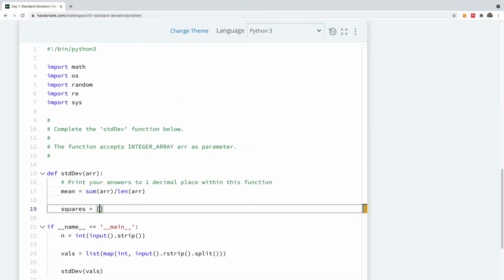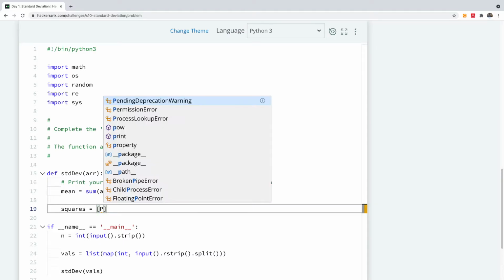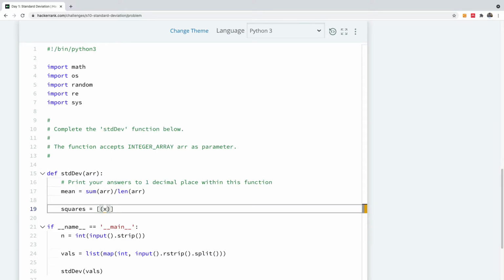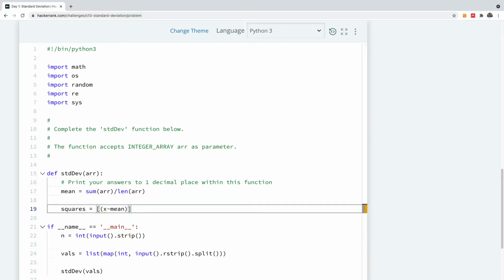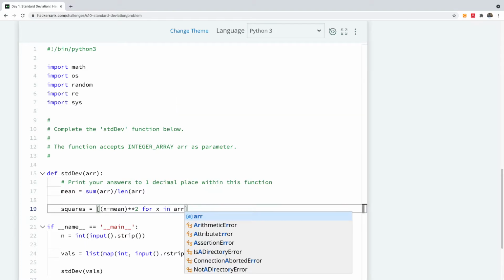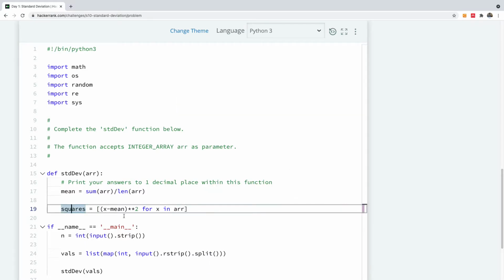So for each item x, x minus the mean, squared. It's going to be squared using this operator. So for each x, subtract the mean and square it, for x in the array, right? So this is going to give us the squares of the differences, like I told you.